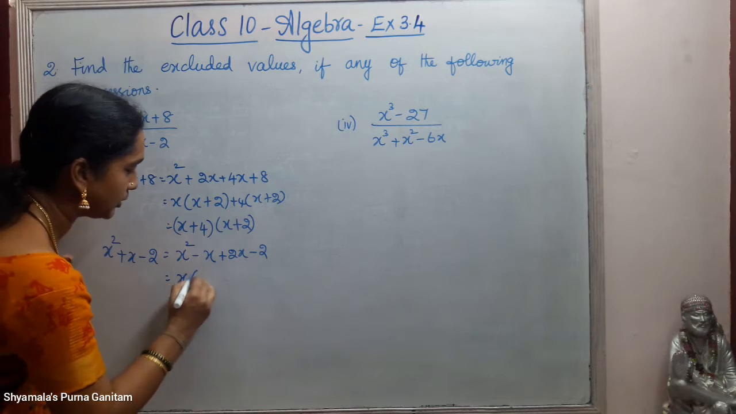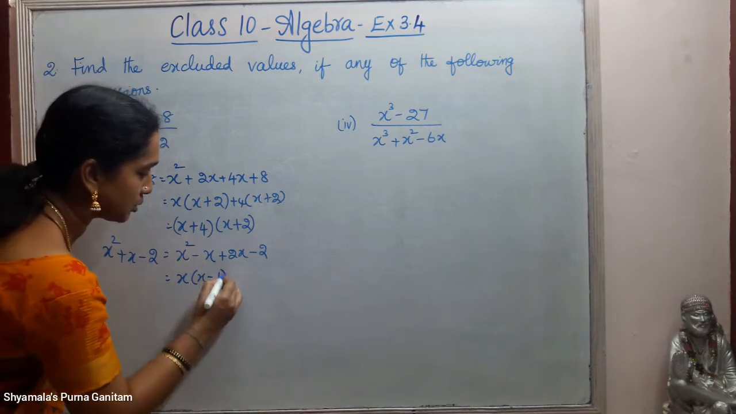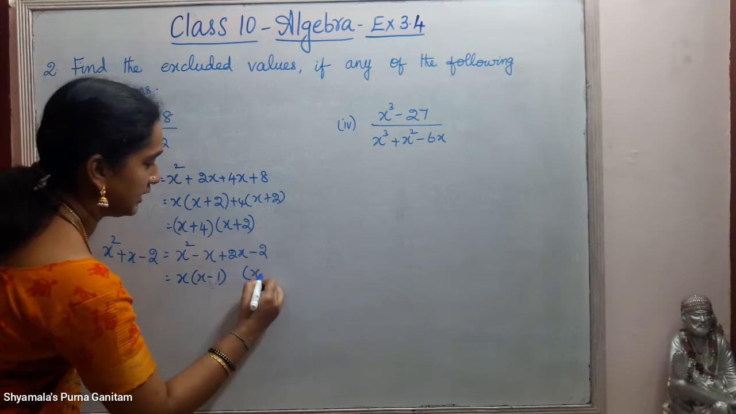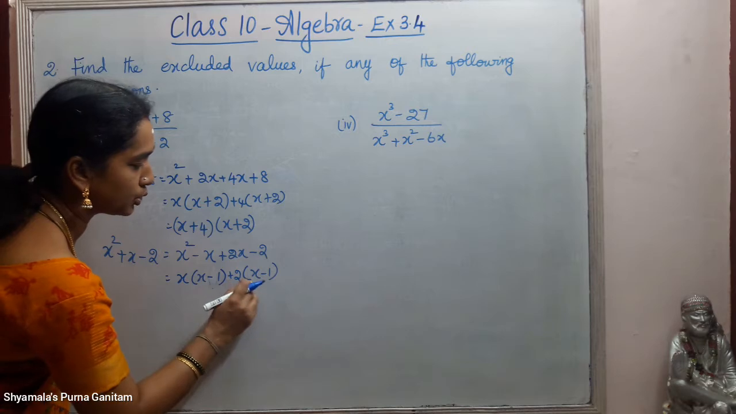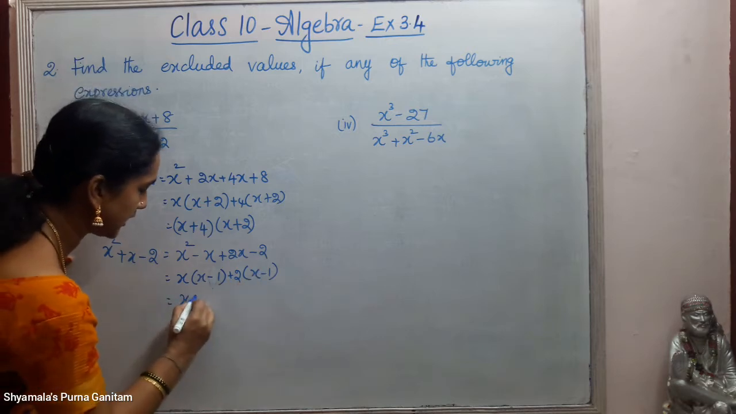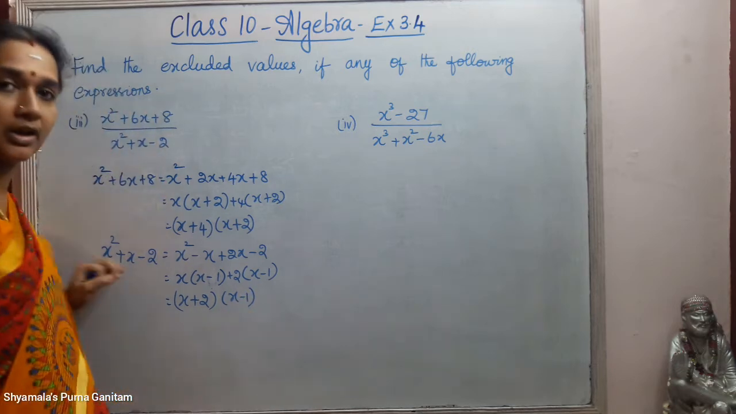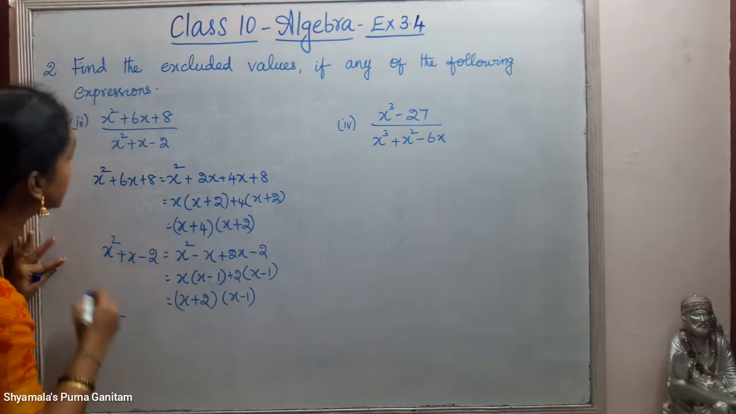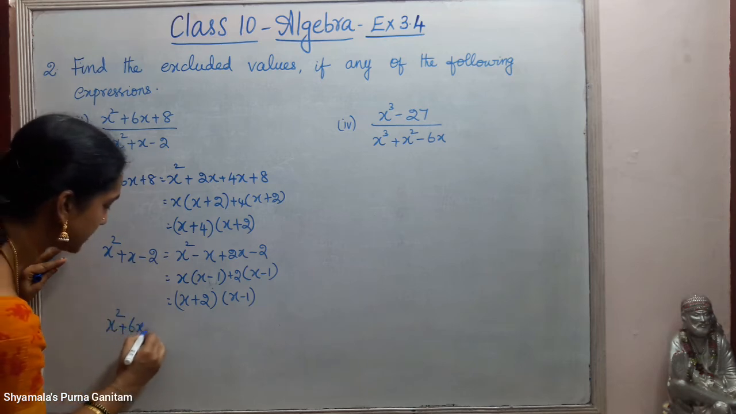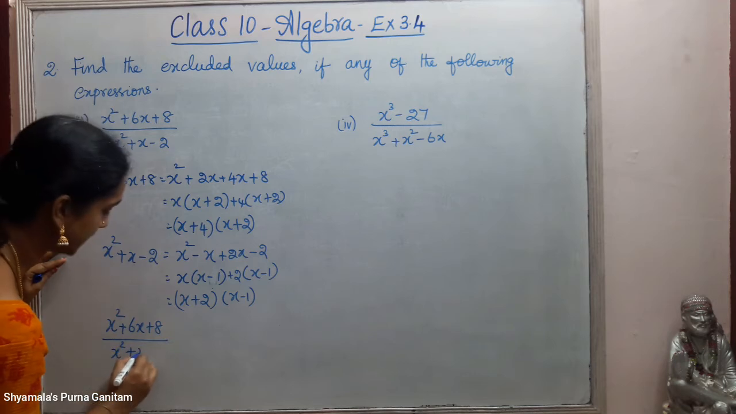So this is equal to x into x minus 1. Then if we need x minus 1, it is plus 2, so 2x minus 2. So this is equal to x plus 2 into x minus 1. Now we got the factors. We will substitute them and reduce the given factors: x plus 8 divided by x squared plus x minus 2.